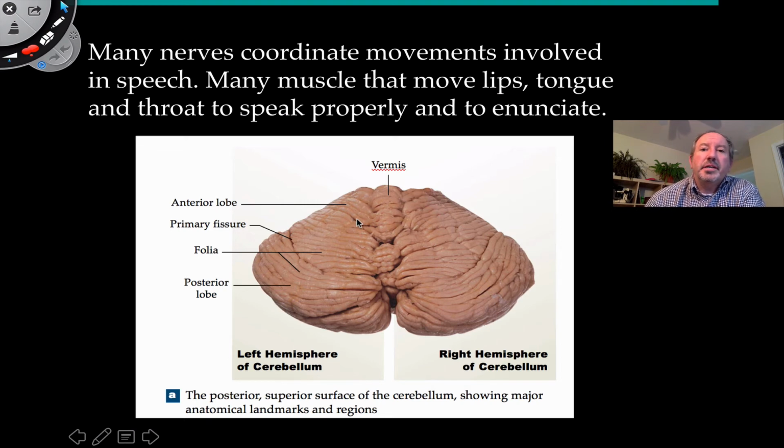Like for example, in speech, just the simple act, or not simple per se, there's many muscles involved in articulation. It's moving your lips, it's moving your tongue around, it's altering your throat in order to properly speak and to enunciate.